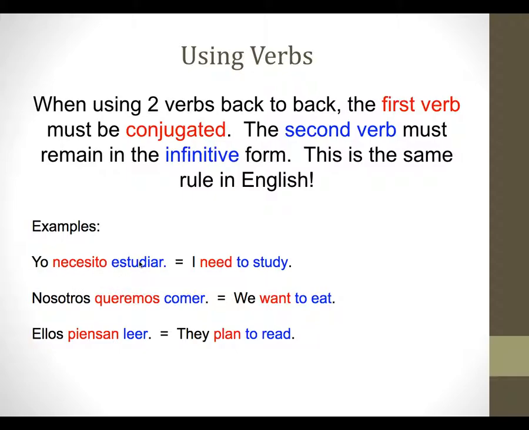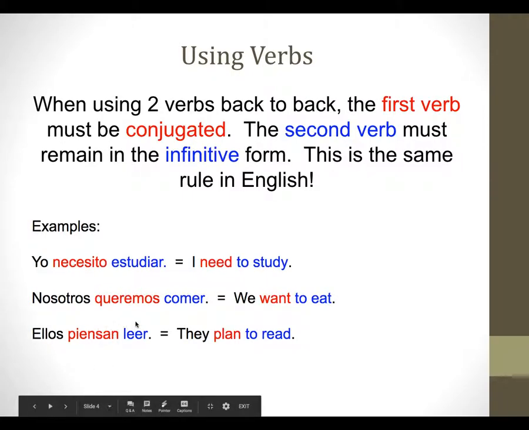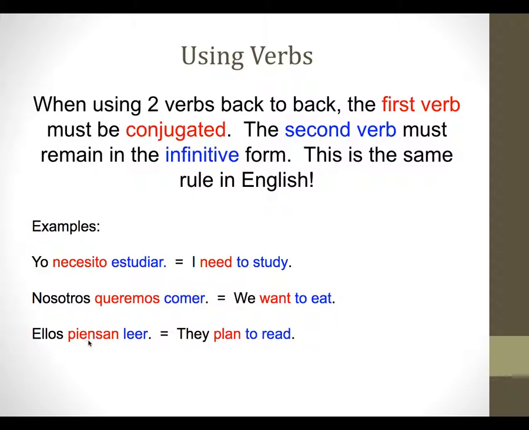Okay, so let's look at our examples. Yo necesito estudiar. You'll notice here that necesito is conjugated. We dropped the AR and added O. But estudiar is left in its infinitive, okay? You do the same thing in English. Notice here, I need, okay, we conjugated. Here we left to study, okay? Nosotros queremos comer, conjugated, infinitive. We want to eat. And finally, ellos piensan leer, they plan to read, conjugated, infinitive.